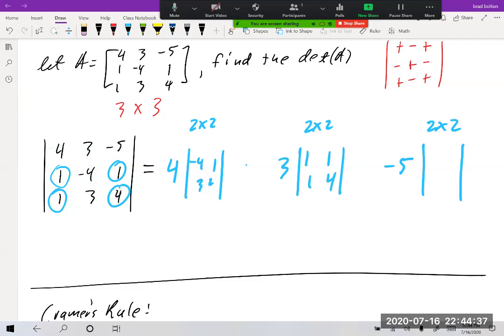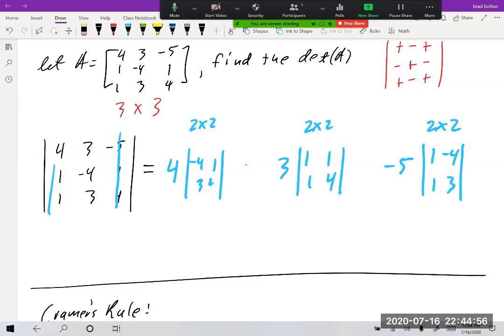Hopefully you guys are able to follow along with how I'm doing this. Now for the -5, this is where I'm at. I'm going to wipe out its column and its row. Notice that leaves me this one right here: 1, -4, 1, 3. Hopefully you guys see that.